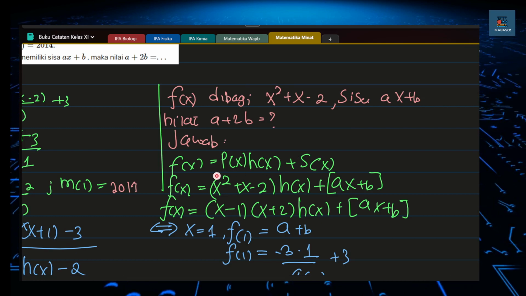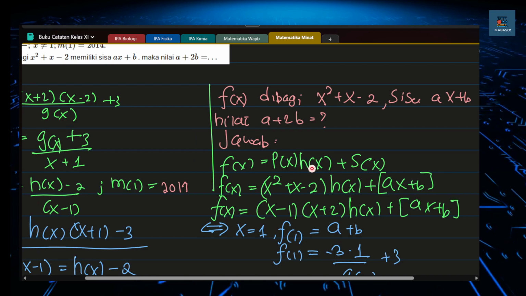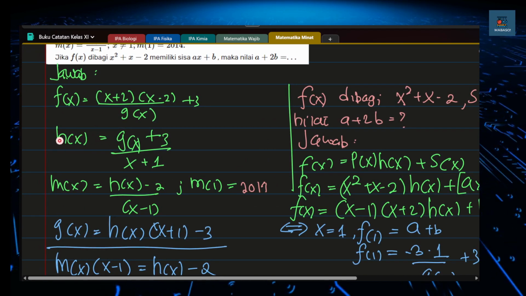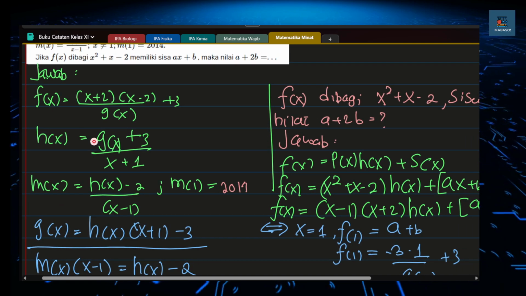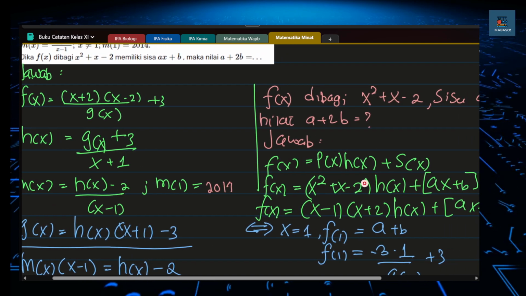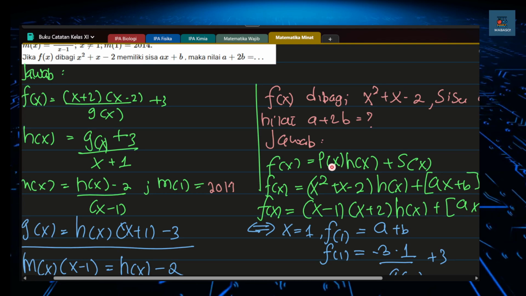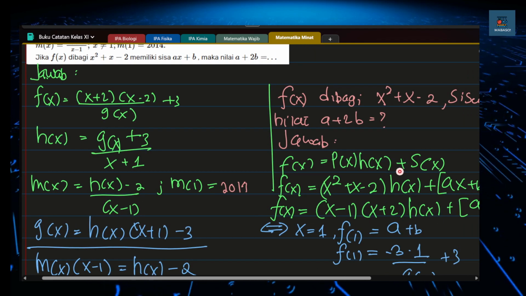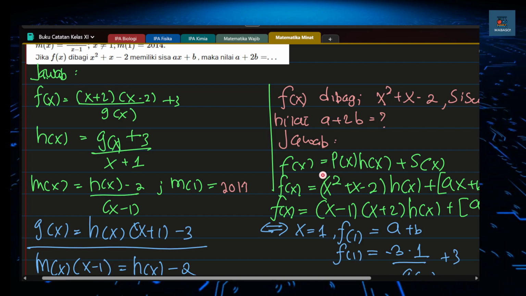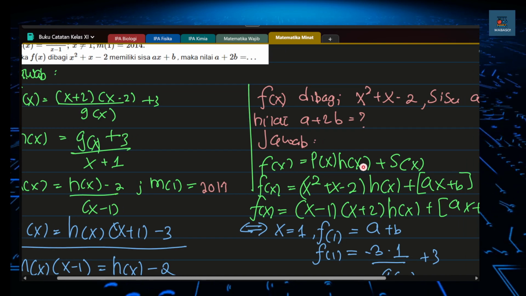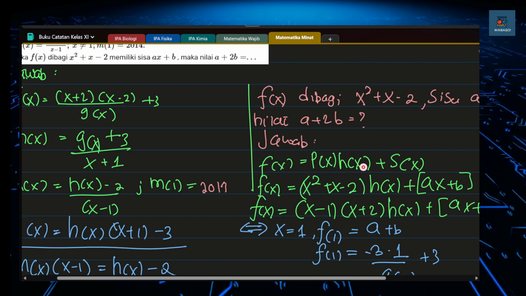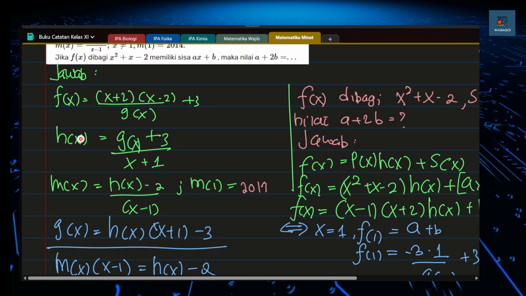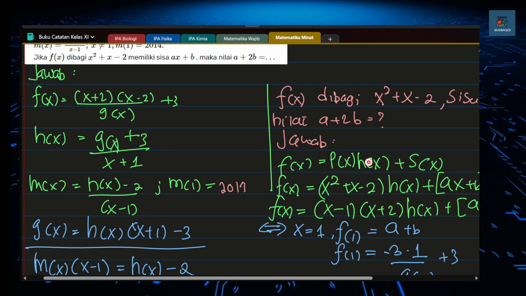You have to note that this h(x) is distinct from this h(x). Maybe I forgot to write it, but these are two distinct polynomials. Just a little note, because I'm afraid you would mistake this function for the same as this one. So these are two distinct functions.